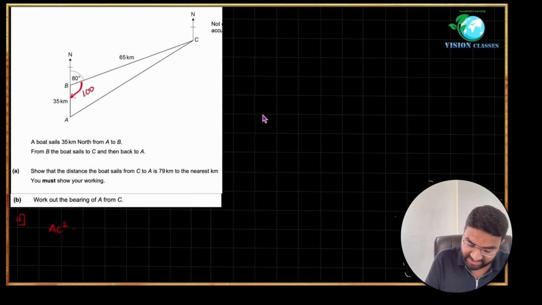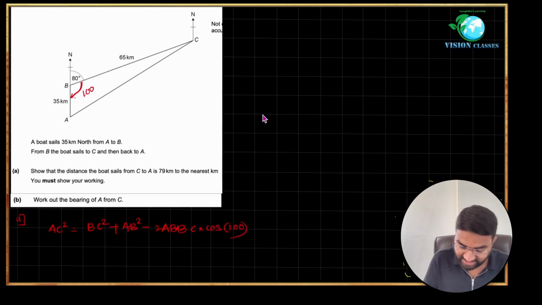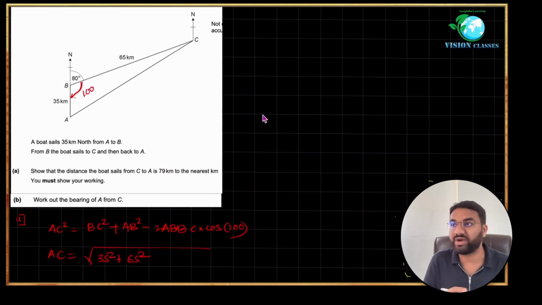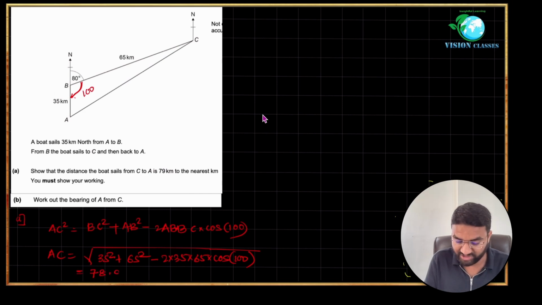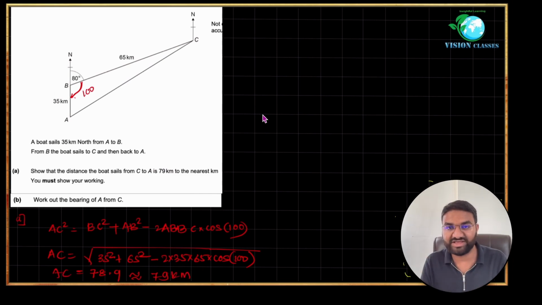So AC squared is equal to BC squared plus AB squared minus 2 times AB times BC times cos of the angle between them, which is 100, isn't it? And you have to take the square root of 35 squared plus 65 squared minus 2 times 35 times 65 times cos of 100. If you do all this in your calculator, you will get 78.9, which is nothing but 79 kilometers. That's AC. That's it. So this is the cosine rule that we have to apply here.